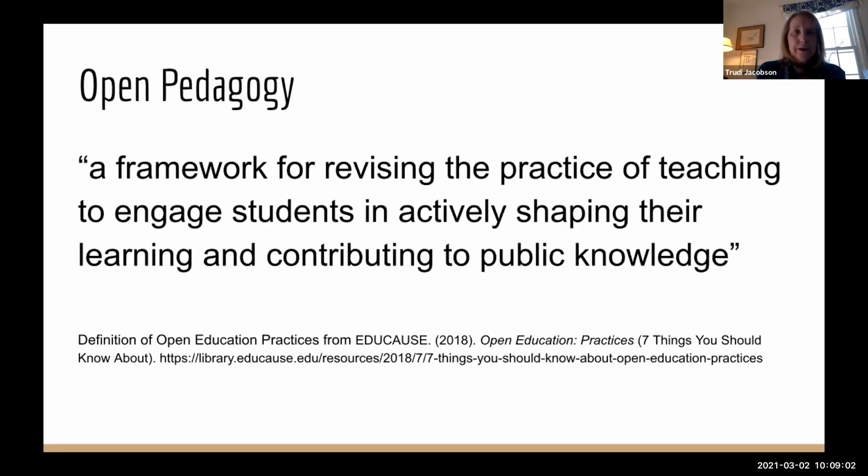So let me just mention open pedagogy, which often is involved with non-disposable assignments. It's a framework for revising the practice of teaching to engage students, which you've just heard about, in actively shaping their learning and contributing to public knowledge. And there's some terminology and differences here. This is actually a definition of open educational practices from EDUCAUSE, but I think it defines open pedagogy really well. Often open education practices include other things like open scholarship and OER and other open elements.